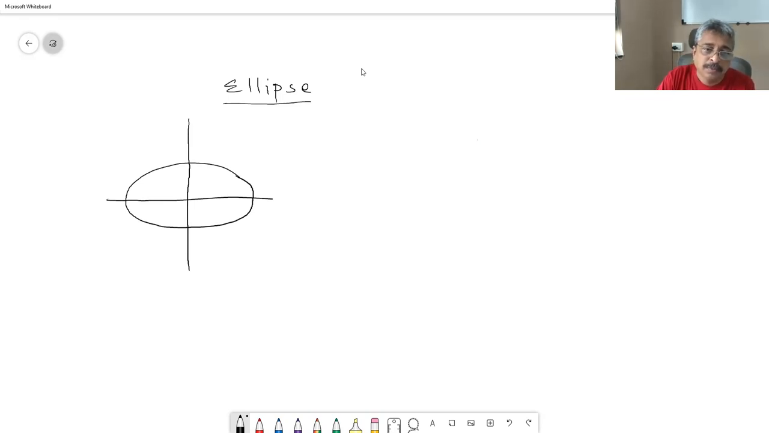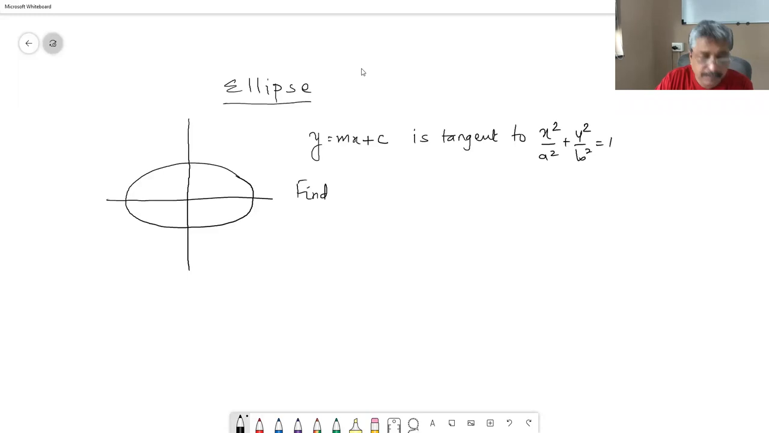Now, y is equal to mx plus c is tangent to x square upon a square plus y square upon b square is equal to 1. Find the condition for tangents. How m, c, a and b should behave so that this line is tangent to this curve. Easy. We have done it several times. Get me the condition for tangency and point of contact.